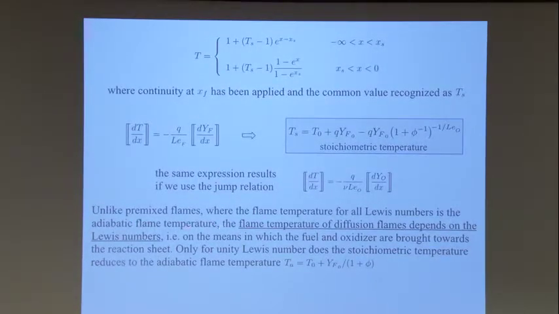So unlike a premixed flame, where the flame temperature for all Lewis numbers is the adiabatic flame temperature, the temperature of a diffusion flame depends on the Lewis numbers, or on the means by which the fuel and oxidizer are brought towards the reaction sheet. Only for unity Lewis number does it collapse or reduce to the adiabatic flame temperature. And you can see that if you replace this by 1 and you combine those terms, you get this.